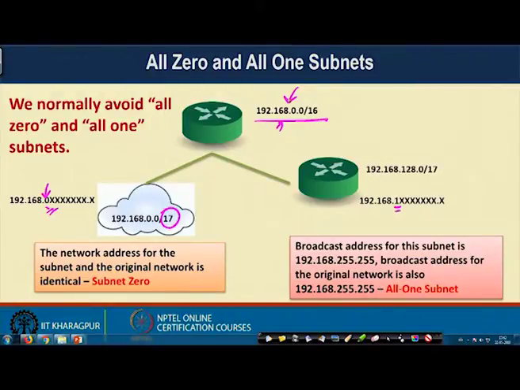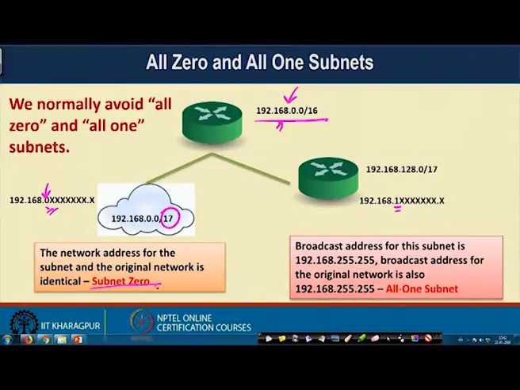And that is why we normally refrain from using the all 0 subnet, because if you are using the all 0 subnet, we call it subnet 0. So, if you are using the all 0 subnet, then you may have a problem like the subnet IP becomes equal to the original network IP.